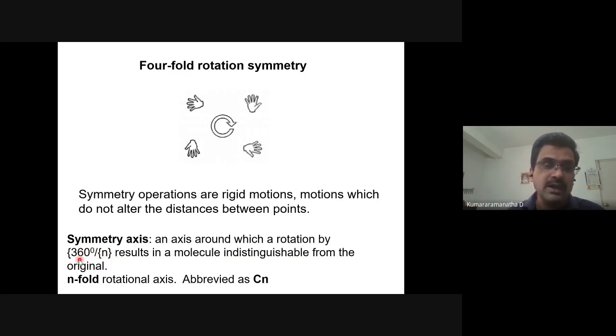Very, very important: 360 degrees, because it is the same as what you have taken, whatever object, your phone or pencil or whatever form. If you rotate 360 degrees, it comes back to the original shape. That is called an n-fold rotation axis, which we abbreviate as Cn. So you are doing n-fold. If n equals 2, how much will be the angle? Anyone in the class?